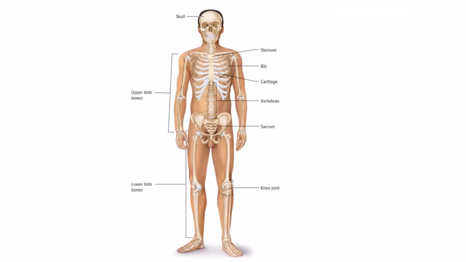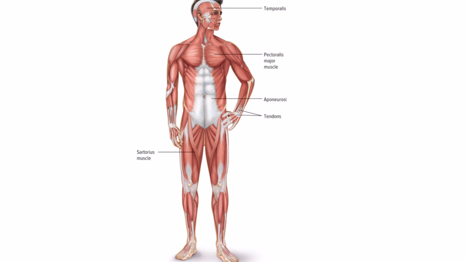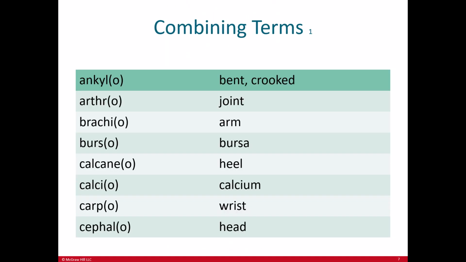The skeletal system is marked from top to bottom as follows. We have the skull, sternum, rib cage, cartilage, vertebrae, sacrum, upper limb bones, knee joints, and lower limb bones. The muscular system is marked from top to bottom as temporalis, pectoralis major muscle, aponeurosis, tendons, and sartorius muscle.